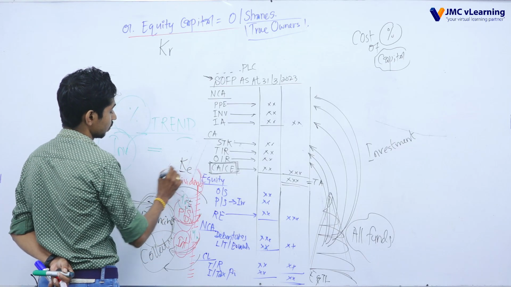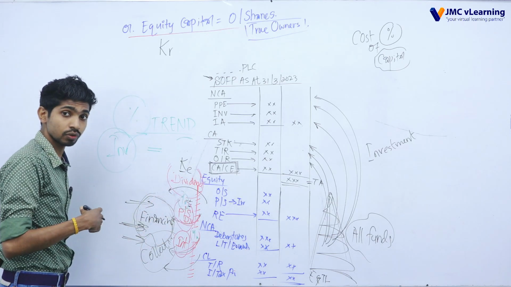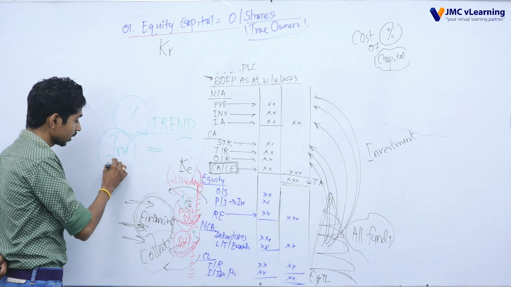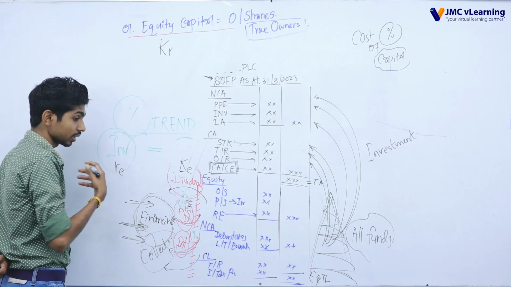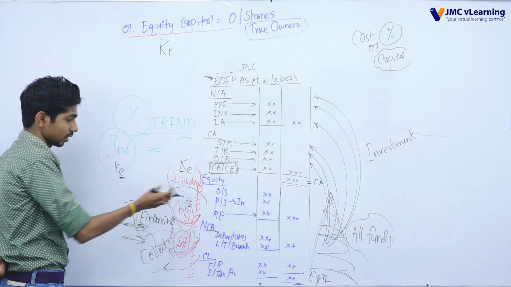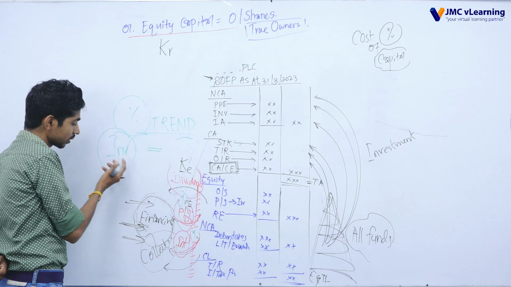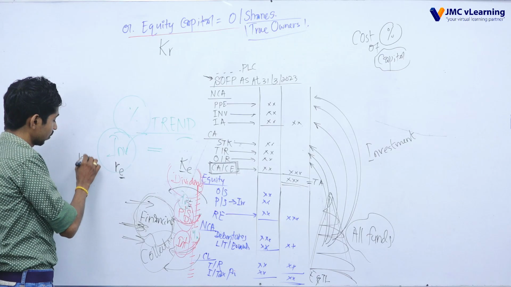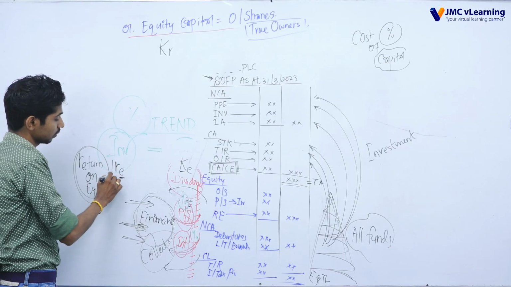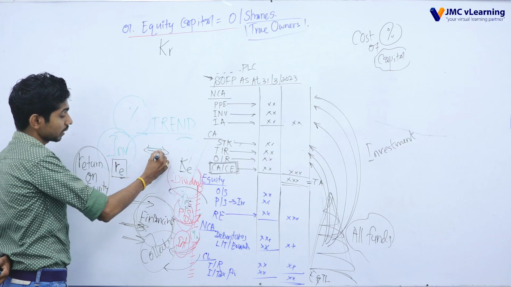This is the Greek letter K, which we use for cost of equity. From the investor's point of view, they earn some benefit on the equity they invest, and we call that the return on equity. That's why we use the abbreviation RE. Those requirements should be matched.